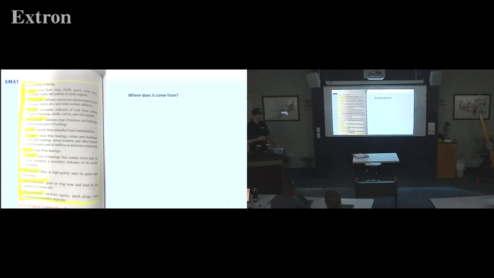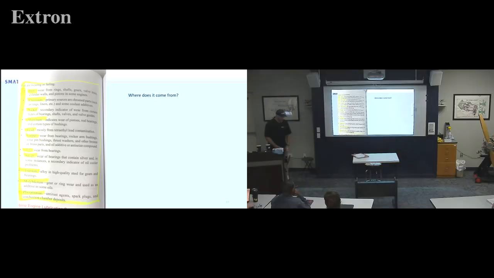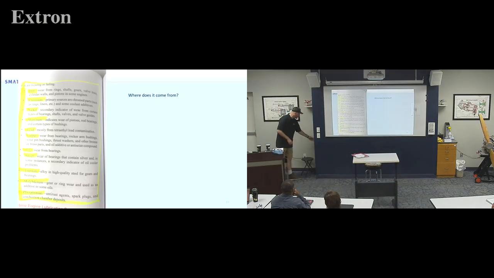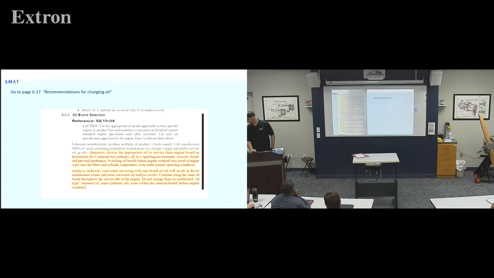Anti-rust agents, spark plugs, and combustion chamber deposits. Yeah, but anyway, that gives you an idea of those. Kind of back to, you should just read the chapters when you get a chance, so now you can skip that section in your chapter. But yeah, those are some of the different areas that they come from.